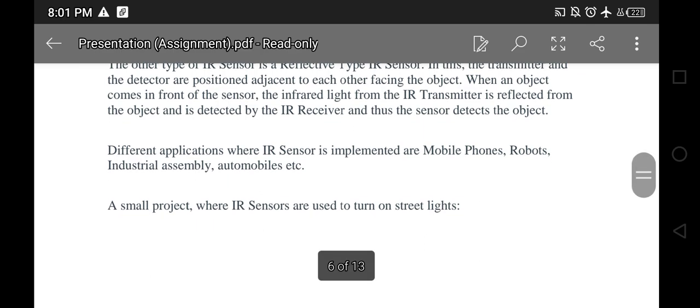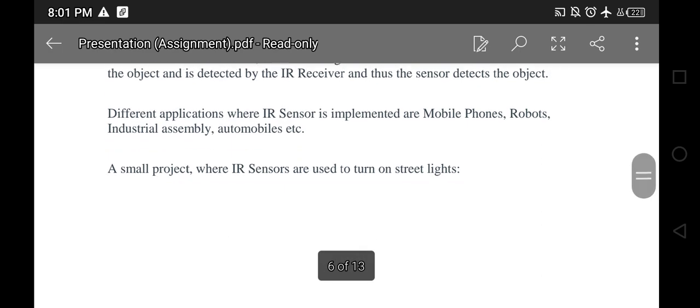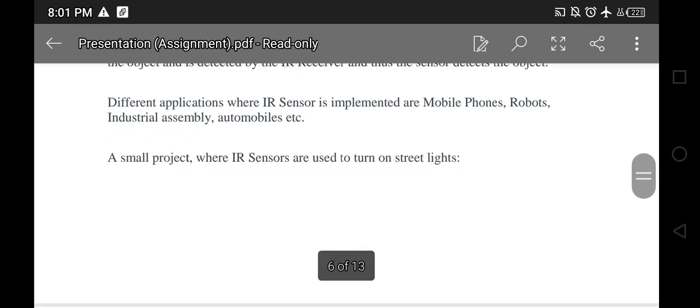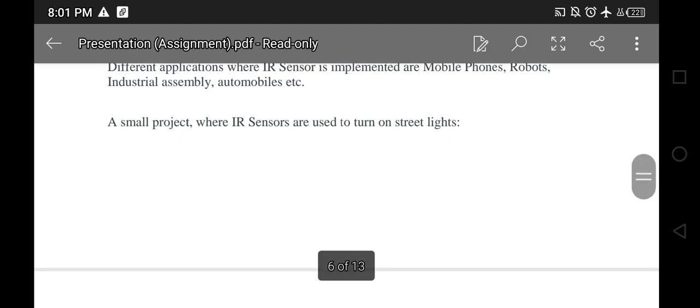Robots, they're part of our future now. It is thought that they would be the beacon that we need to progress into the future. Automobiles, another thing that we use. A small project where these IR sensors are used is to turn on street lights. So you probably have wondered how the street lights are turned on and off. Infrared sensors are used in these. So that's something I think you didn't know.